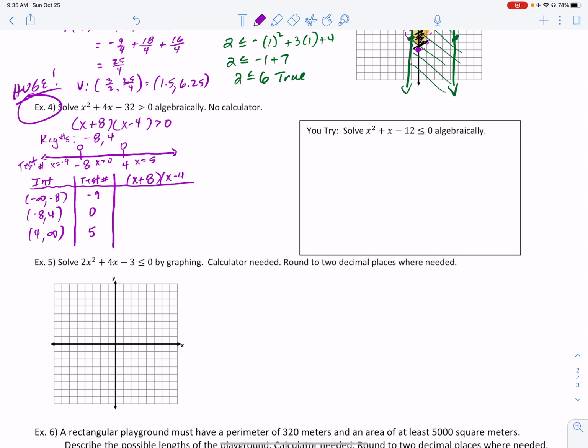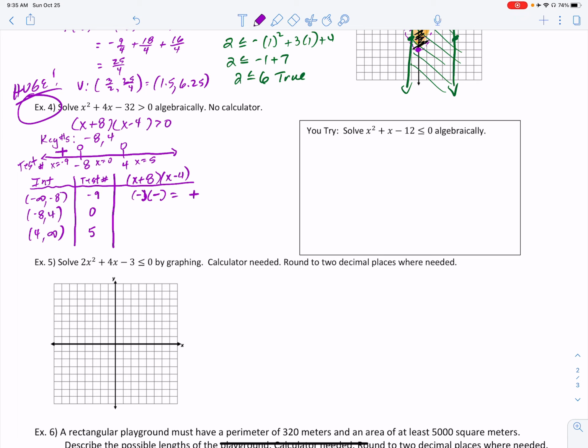And we don't have to evaluate it. We just need to think, if I put a -9 into x plus 8, that first quantity is negative. A -9 plus 8 is a -1. I just need to know that's negative. If I put -9 into the second quantity, -9 minus 4 is negative. It's a -13. But because you'd end up multiplying that, that overall is positive. And so that means the y values are positive in the interval from -infinity to -8.